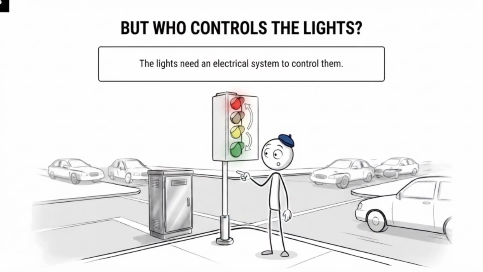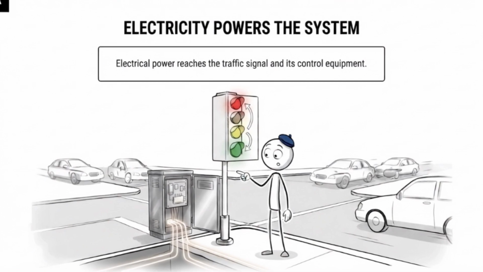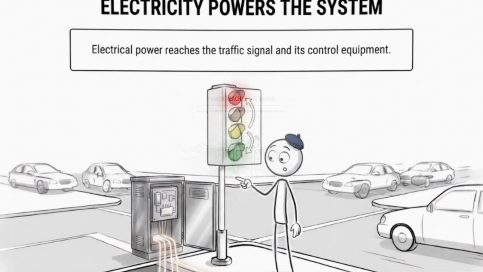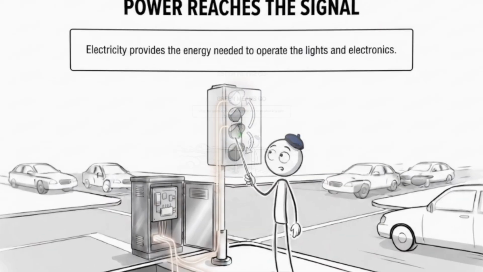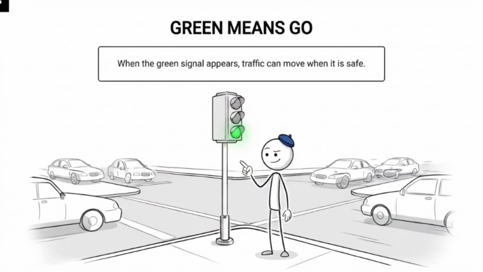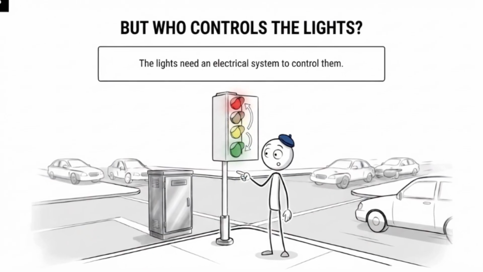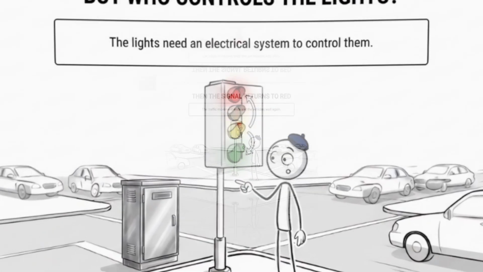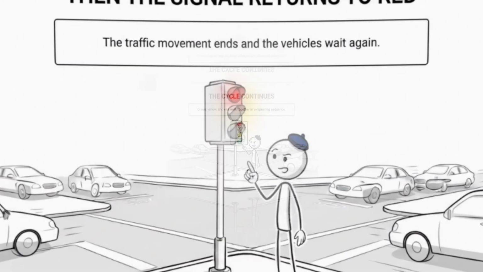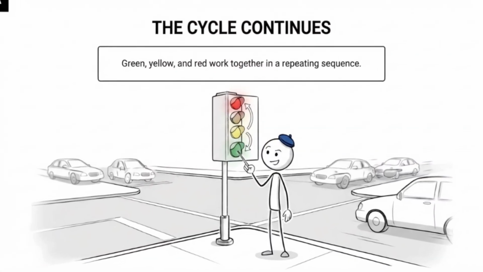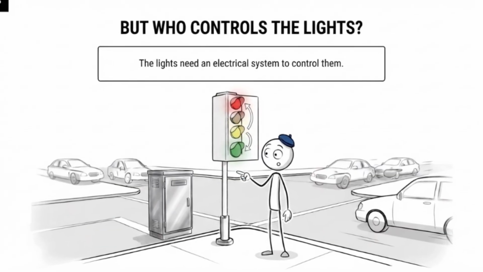This is where electricity comes in. Electrical power is supplied to the traffic signal system through the local power network. The electricity provides the energy needed to operate the signal lights and the electronic equipment that controls them. Modern traffic signals commonly use LEDs, or light-emitting diodes. An LED produces light when electrical current passes through a semiconductor material. Because LEDs are efficient and can produce bright light while using relatively little electricity, they are widely used in modern traffic signals.